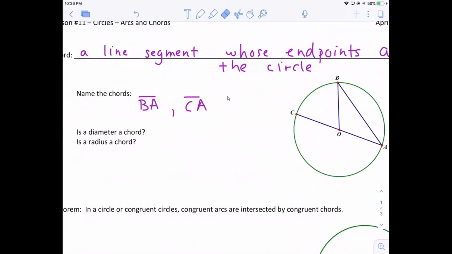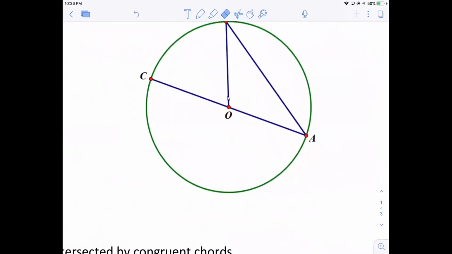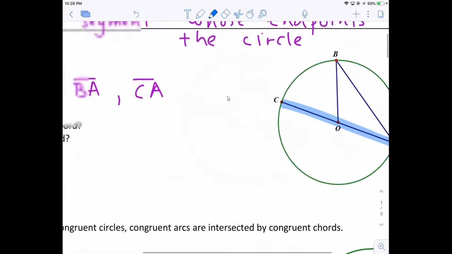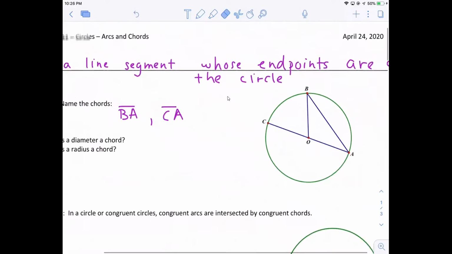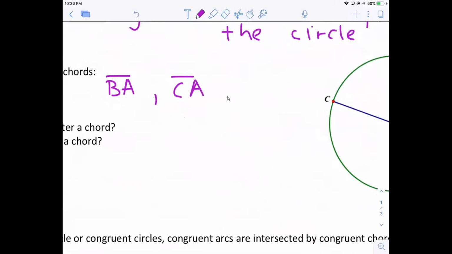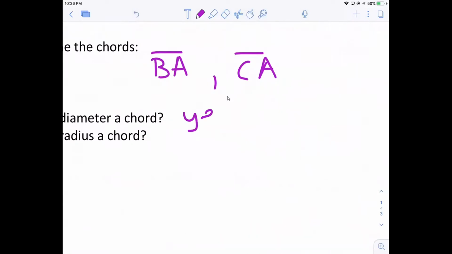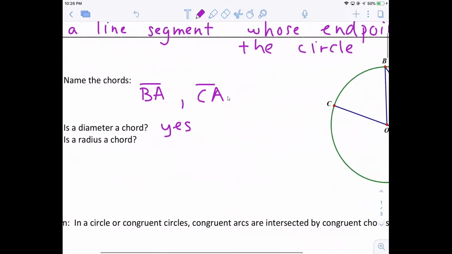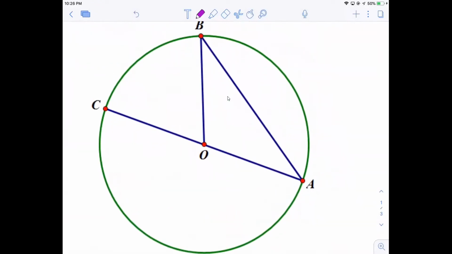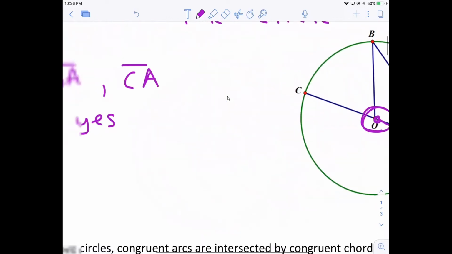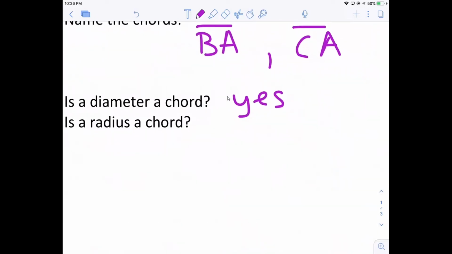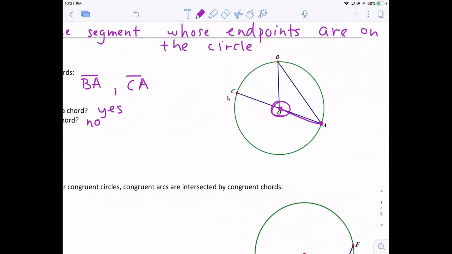And is a diameter a chord? Well, it looks like CA is a diameter. It passes through the center, right? And remember our definition for diameter was just a line segment whose endpoints are on the circle and passes through the center. So the diameter is just a special case of a chord. So yes. Is a radius a chord? Well, is OA a chord? No, because one of those endpoints is the center of the circle, right? Not on the circle. So we got a yes, no situation there.